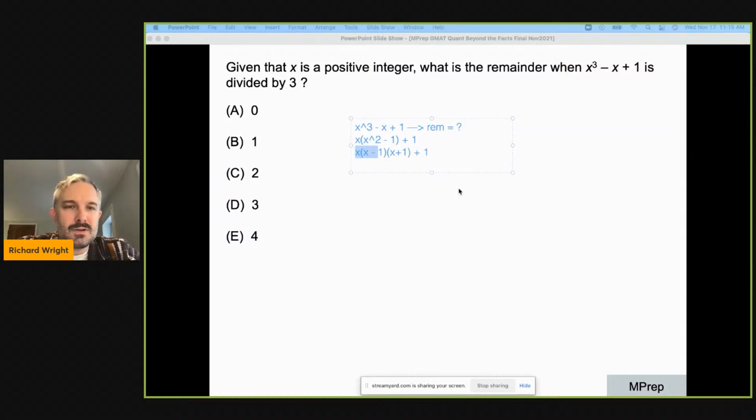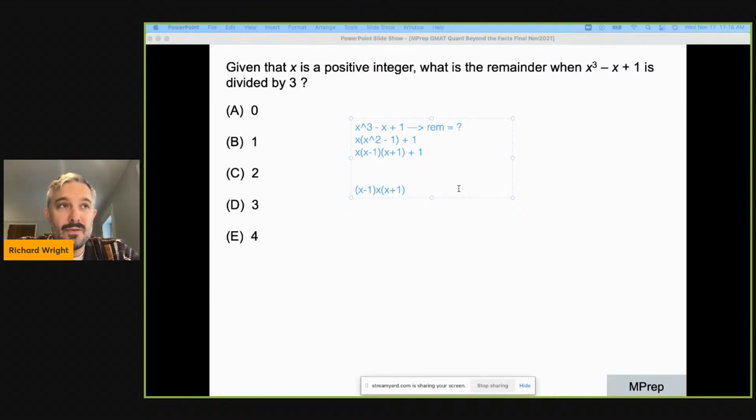And now what I'm going to do is I'm going to just look at these 3 bits. Minus 1. Okay. So these 3 bits, keep in mind that x has to be an integer. Right? So if I rearrange it like this, x minus 1, x, x plus 1, that's 3 consecutive integers: x minus 1, x itself, and x plus 1.